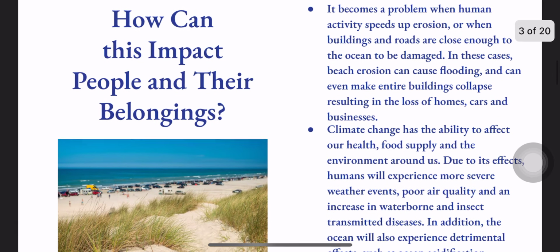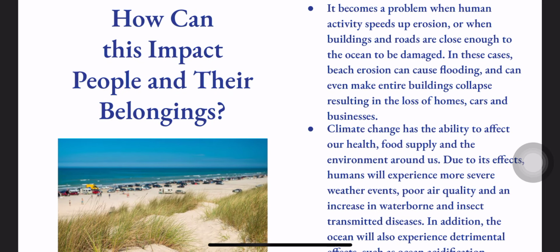How can this impact people and their belongings? It becomes a problem when human activity speeds up erosion or when buildings and roads are close enough to the ocean to be damaged. In these cases, beach erosion can cause flooding and can even make entire buildings collapse, resulting in the loss of homes, cars, and businesses. Climate change has the ability to affect our health, food supply, and the environment around us.